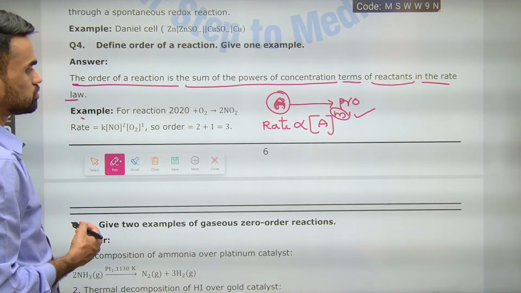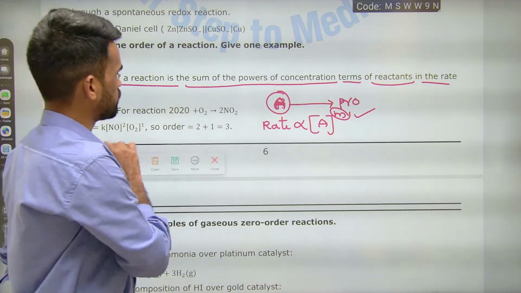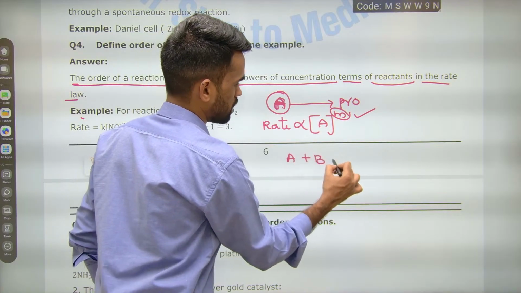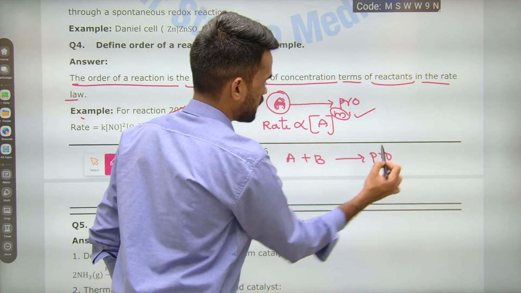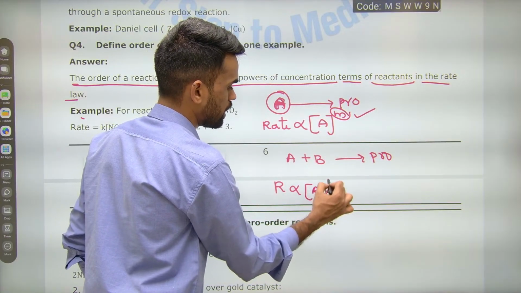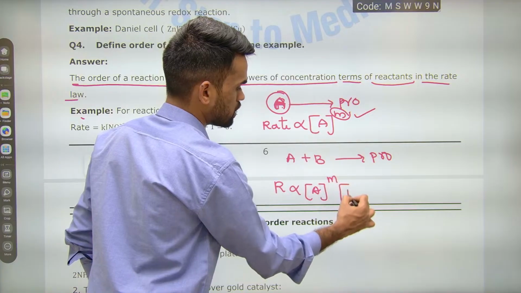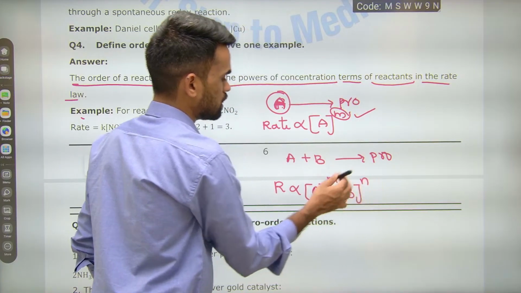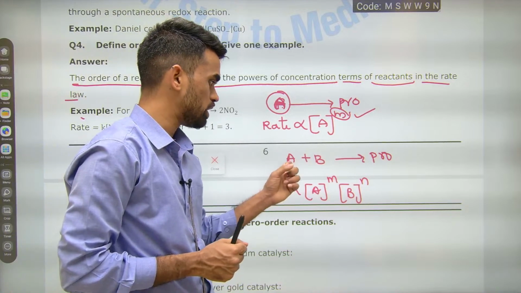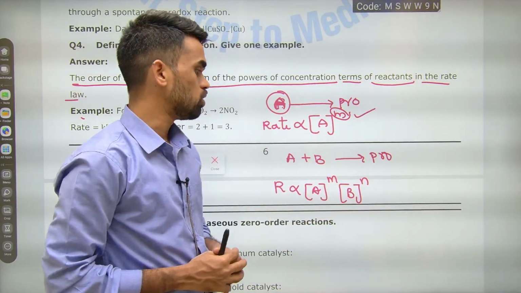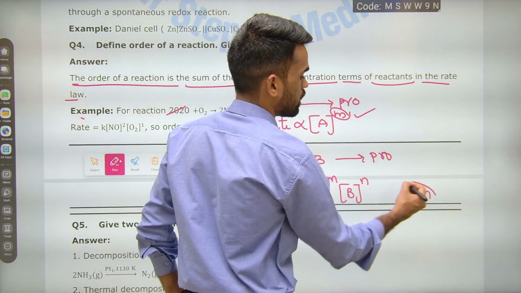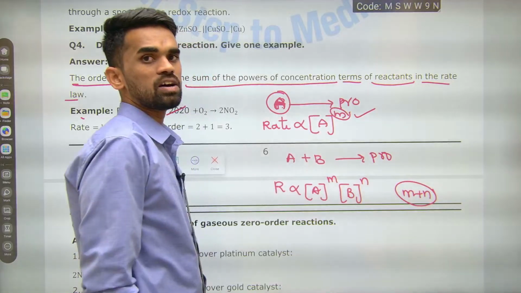For example, A plus B giving rise to some products. Now what is the rate of the reaction? You can write rate is directly proportional to concentration of A to the power m and concentration of B to the power n. Here m and n are called orders with respect to A and B. Now the total order of the reaction will be equal to m plus n. So m plus n is the total order of the reaction.